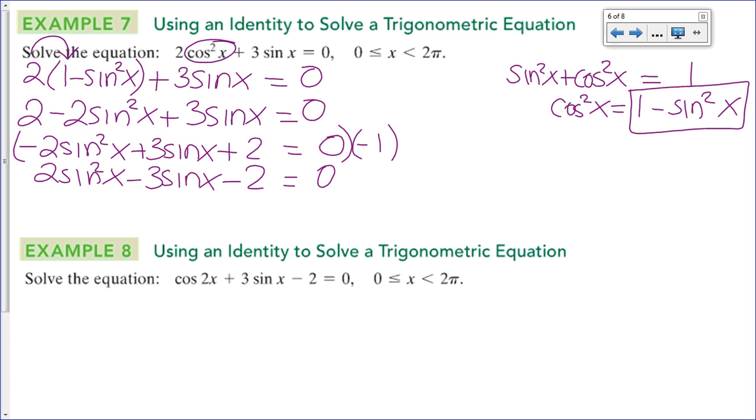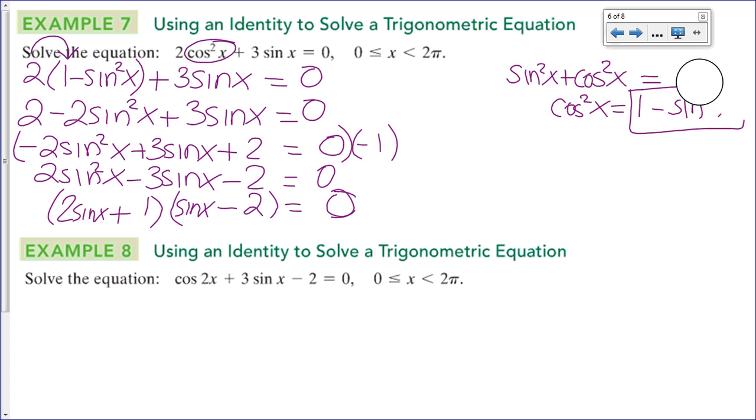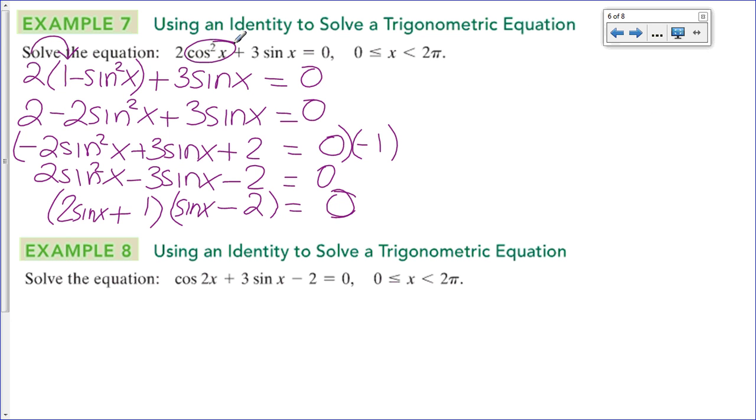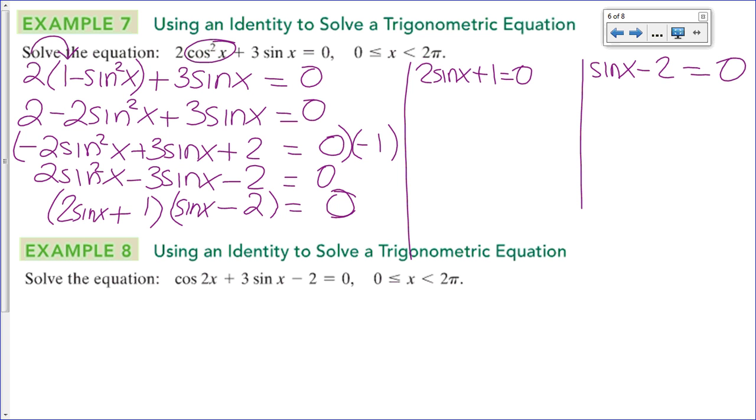Okay, after that I'm going to factor it, and so the factors are going to be 2 sine x, and we will have one of each on the signs, a positive and a negative. And so I'm going to guess that the negative goes here. We'll have a 2, and we'll have positive 1 here. After that, of course, we need to use the zero factor property. And so that will be 2 sine x plus 1 is equal to 0. And then sine x minus 2 is equal to 0. So we solve each individually.